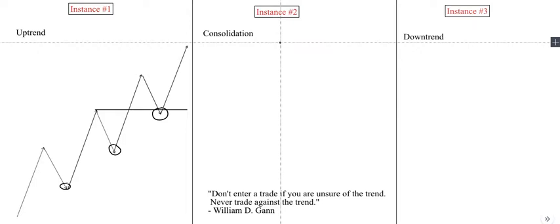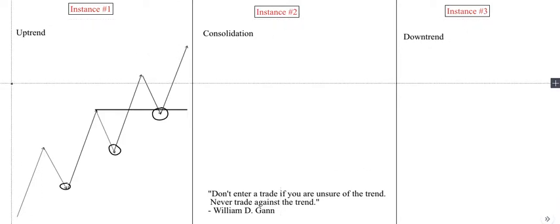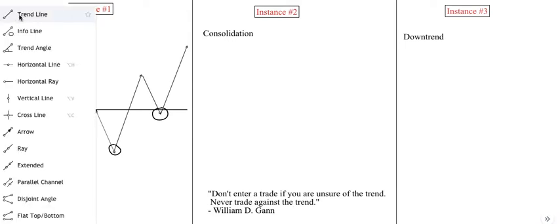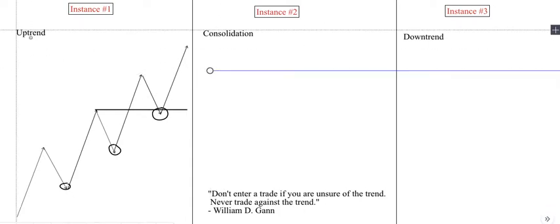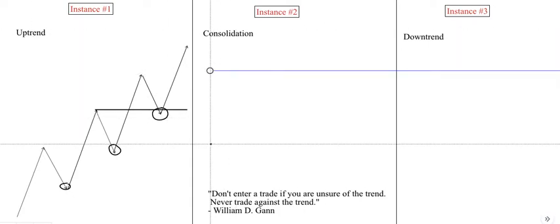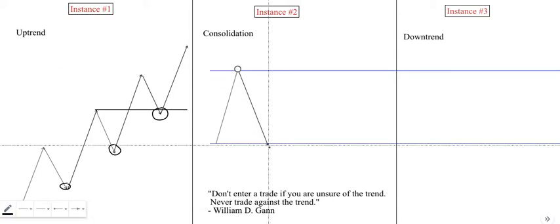Now, instance number two, this is consolidation. So this occurs when the market is just moving sideways. There's no structure to it. All right. So usually in a consolidation, in a ranging market, there is a major resistance and a major support level. And in this situation, what price usually does is it's just stuck between the resistance and support.